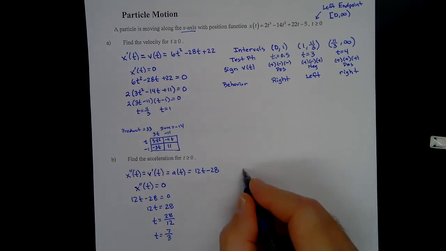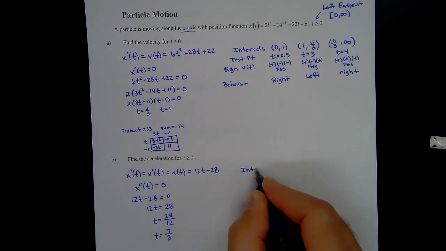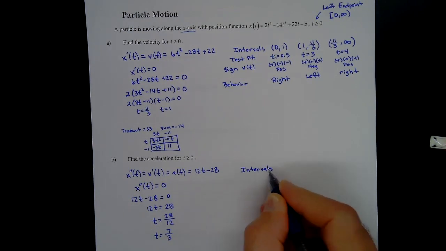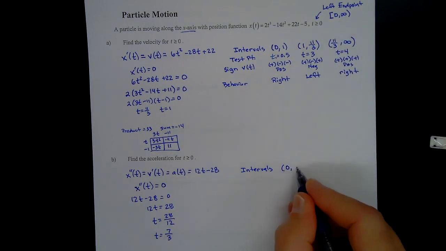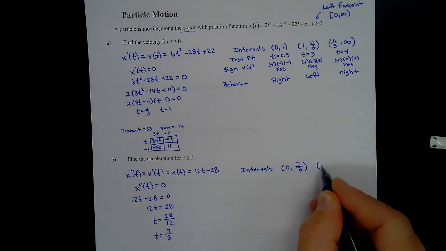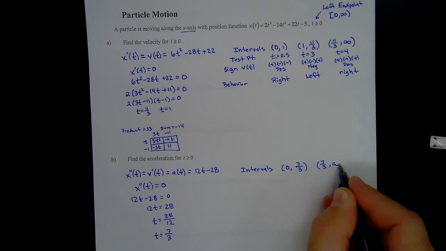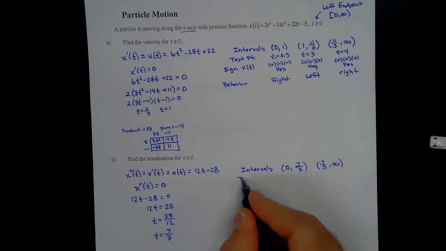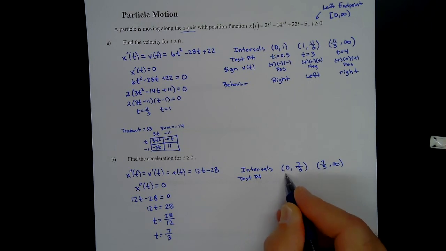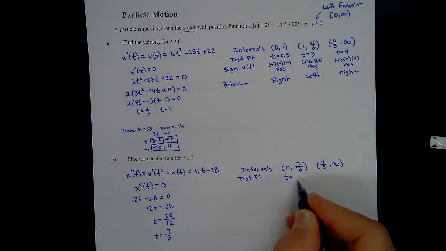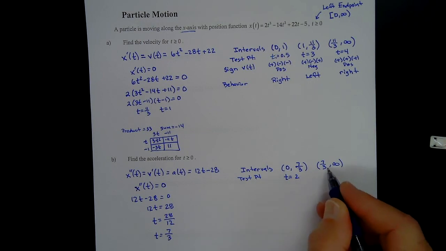Okay, so our intervals for this one are going to, again, because it's the domain, right? 0 to 7/3, and then 7/3 to infinity. Okay, and a test point, a good test point in here would be 6/3, and 6/3 is really just 2. And a good one in here would be 9/3, and 9/3 would be 3.